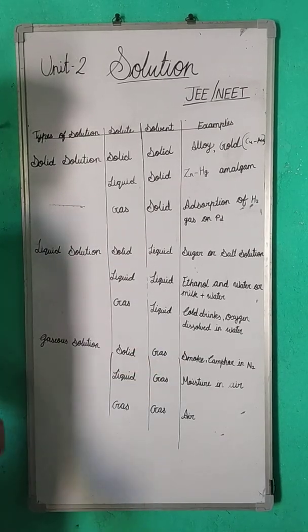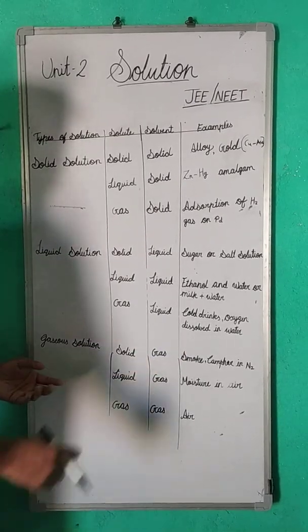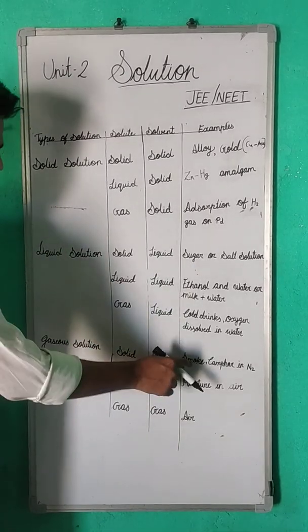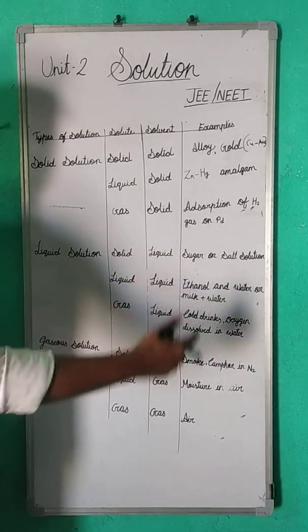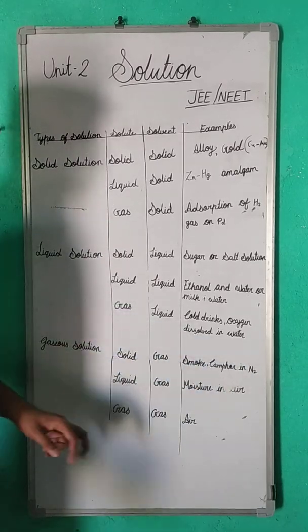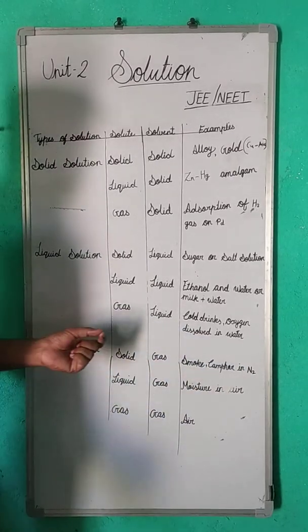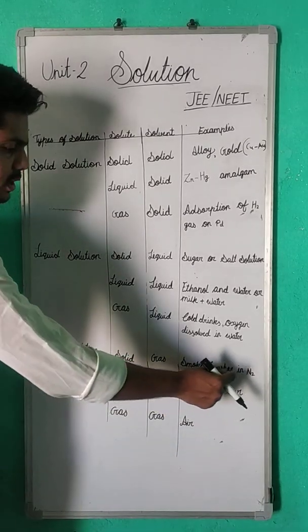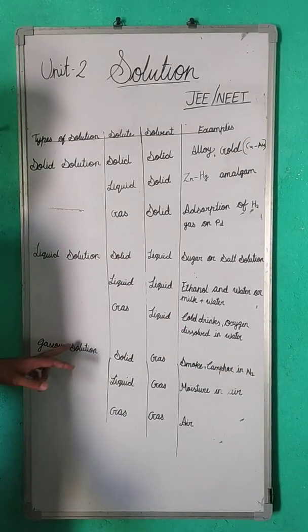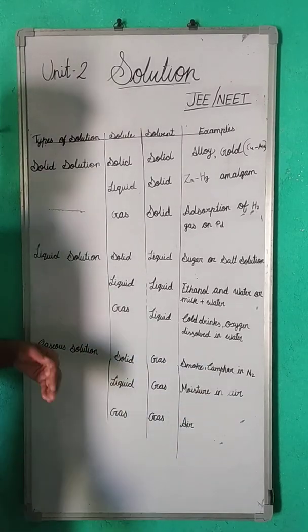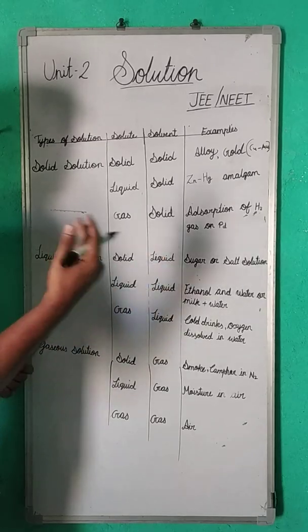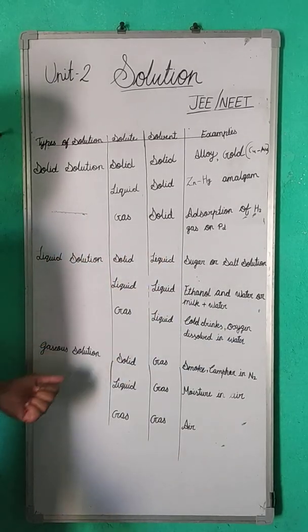Example is smoke. You can also take dust as an example. When you see smoke, it has some dusty solid particles inside it in the gaseous air. Camphor, a cubical substance which is also called kapoor, in nitrogen gas is also an example of a gaseous solution. Other examples are dust, where you can see small tiny solid particles spread in the gaseous atmosphere.